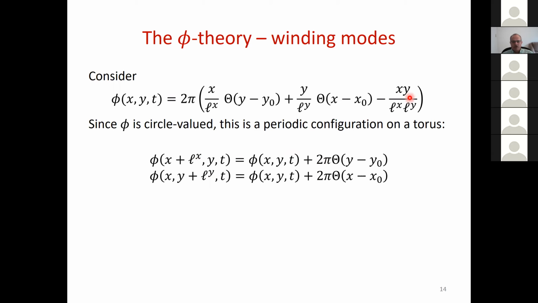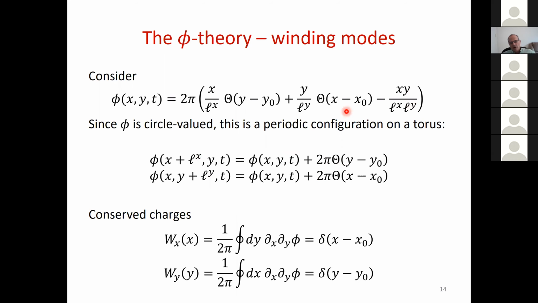So this is an interesting configuration to study. And if we just substitute it into the winding symmetry charge, we find that we have a delta function charge localized at x0 and a delta function charge localized at y0.